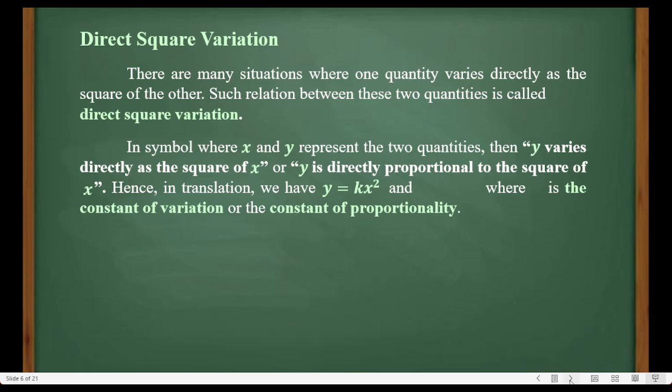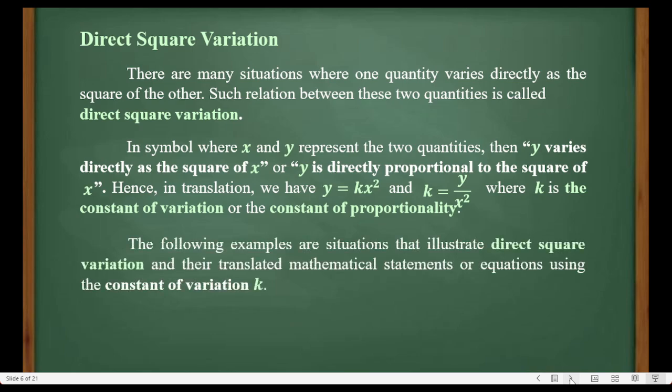And if we want to solve for k from this equation, we have k equals y over x squared, where k again is known as the constant of variation or the constant of proportionality. The following examples are situations that illustrate direct square variation, and their translated mathematical statements or equations using the constant of variation k.